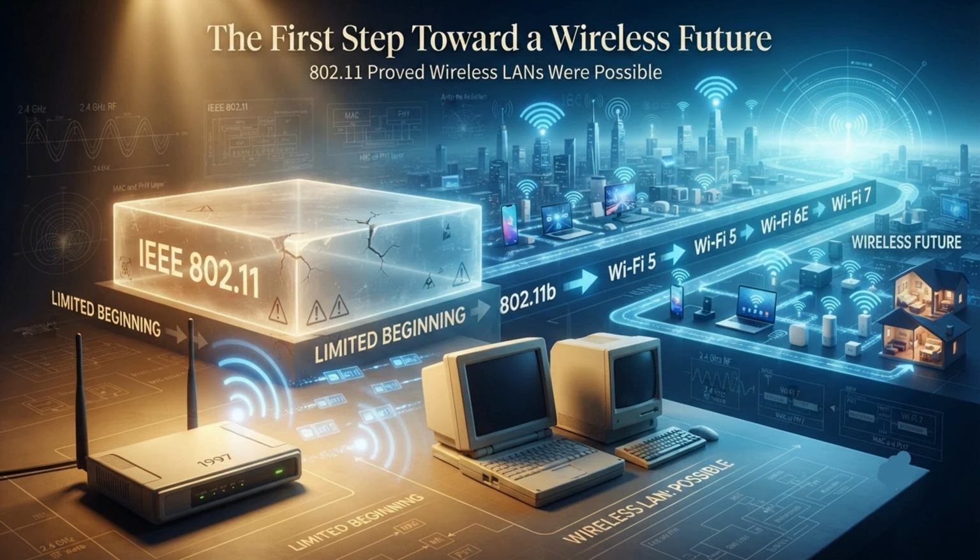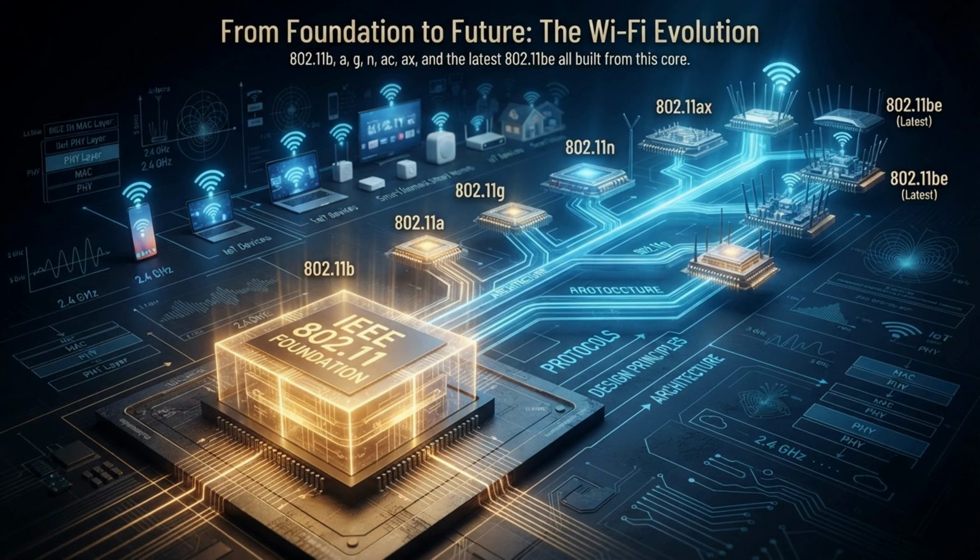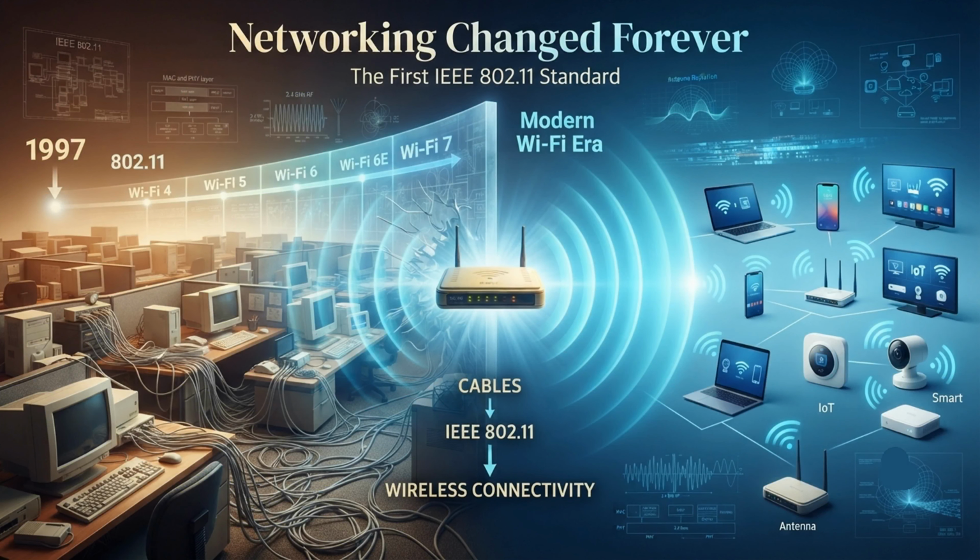A foundation for the future. Even though the original IEEE 802.11 standard had its limitations, it successfully proved that wireless local area networking was possible. Its architecture, protocols, and design principles became the blueprint for every Wi-Fi standard that followed. Standards such as 802.11b, 802.11a, 802.11g, 802.11n, 802.11ac, 802.11ax, and the latest 802.11be all evolved from this original foundation. In many ways, the first IEEE 802.11 standard changed networking forever.